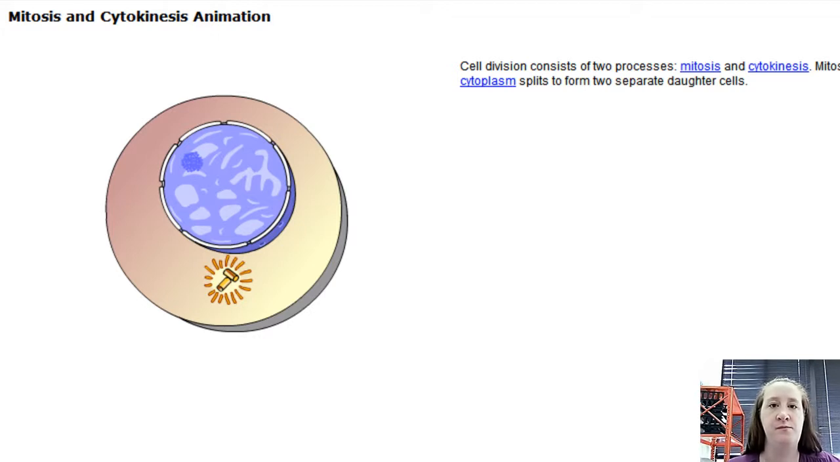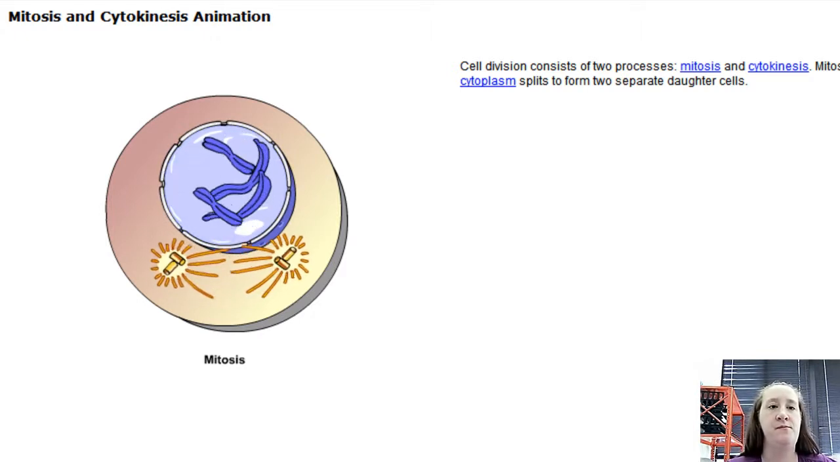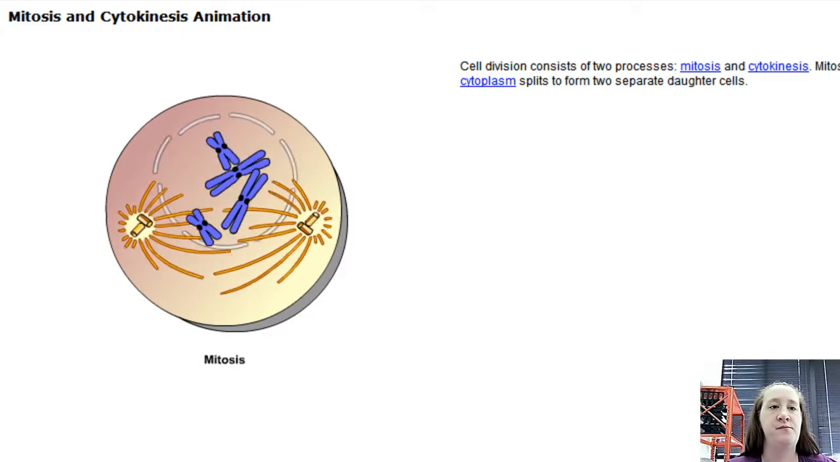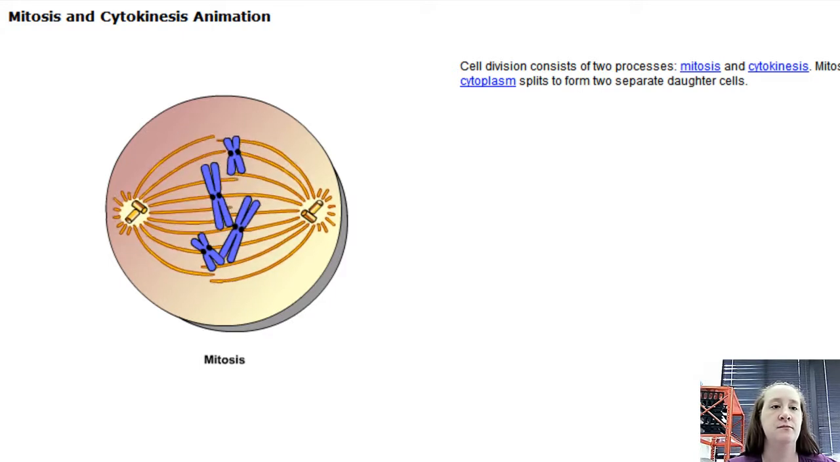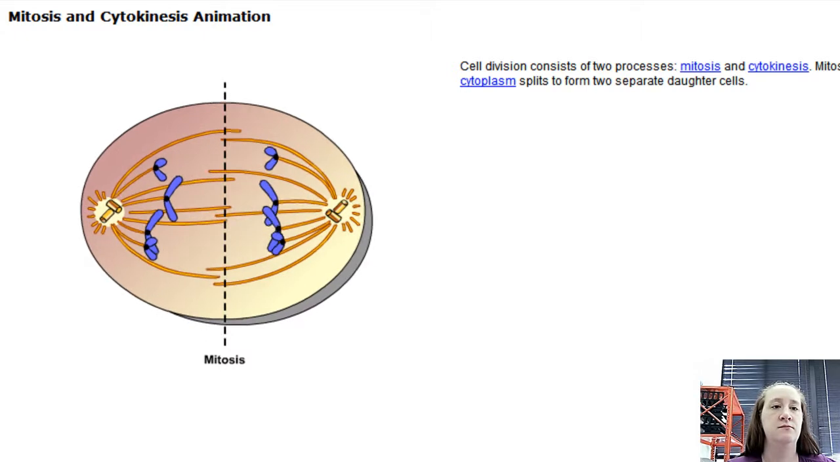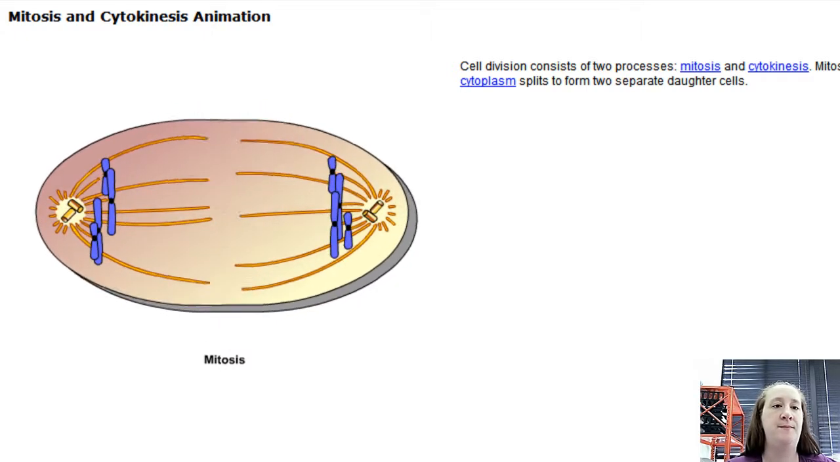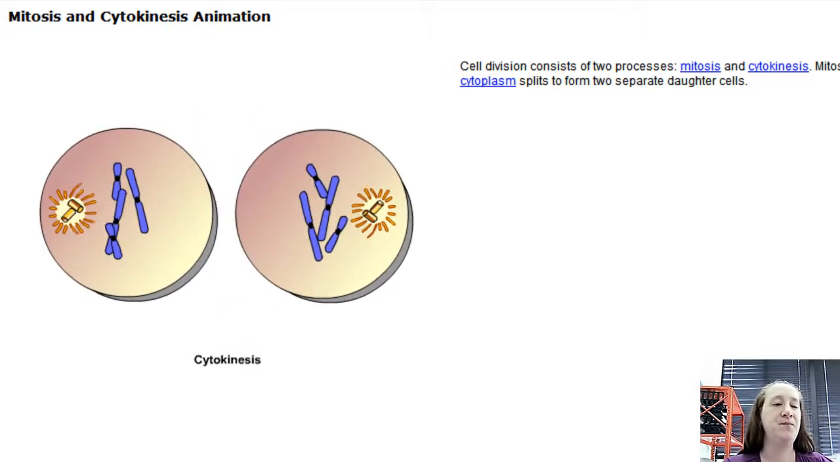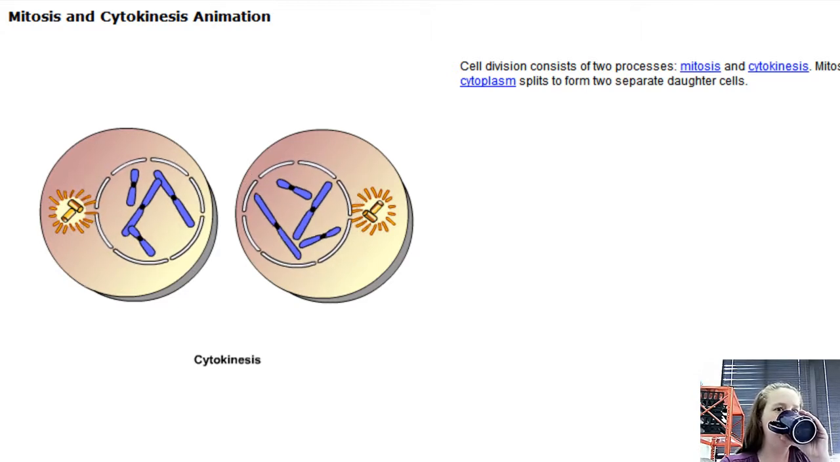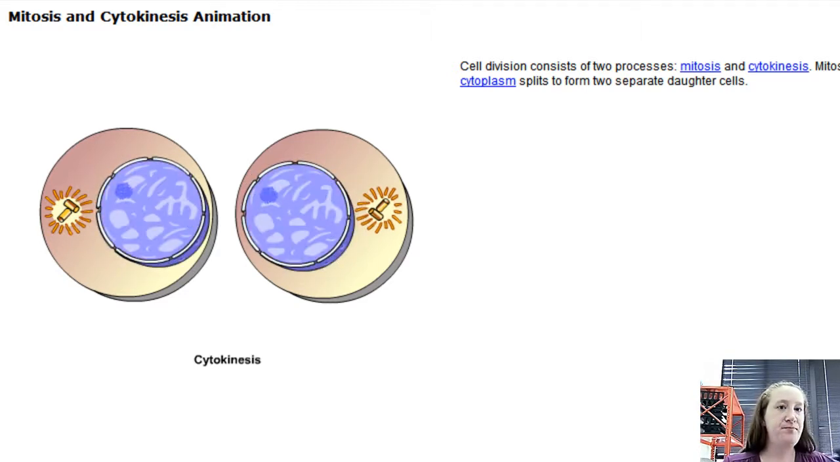Mitosis and cytokinesis. Mitosis, division of the nucleus and its chromosomes, is divided into 5 phases: prophase, prometaphase, metaphase, anaphase, and telophase. Mitosis is followed by cytokinesis, when the cytoplasm splits to form 2 separate daughter cells.